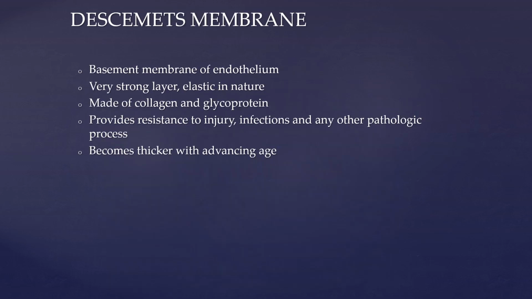Then comes the Descemet's membrane. Descemet's membrane, as I told you before, is the basement membrane of endothelium. This is a very strong elastic membrane which is made up of collagen and glycoproteins. It becomes thicker with advancing age and it continues to grow throughout life. It is a very strong membrane and it provides resistance against injuries and infections.